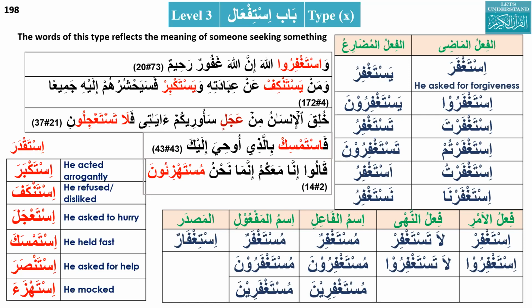The fourth special case is ata, yu'ti, ita. The fifth special case is amana, yu'minu, iman. Amana means he believed. The sixth special case is atamma, yutimmu, itmam. And then the next one is ara, yuri, ira. The last special case is ayqana, yuqinu, iqan. Ayqana means he believed firmly. You left one. One is missing. Aghna, yughni, ighna. Aghna means he made rich.